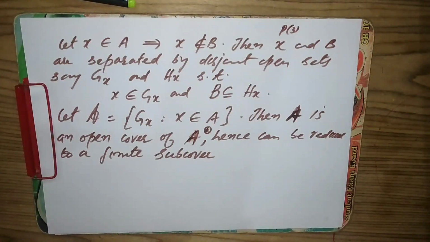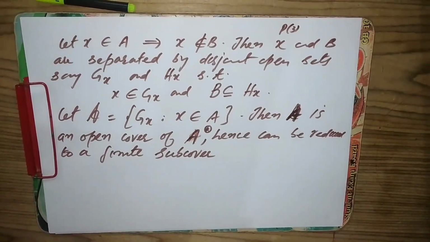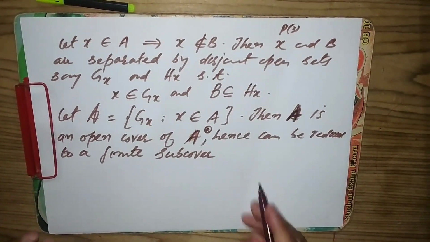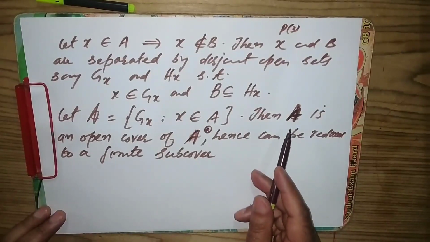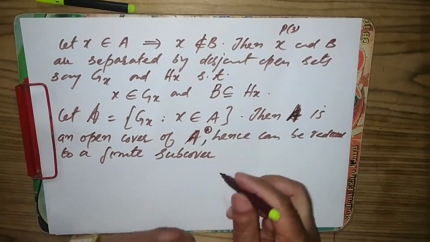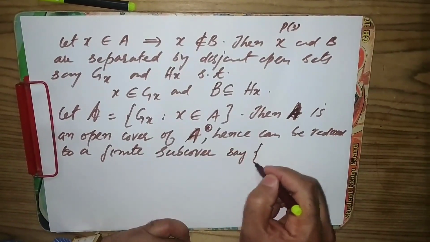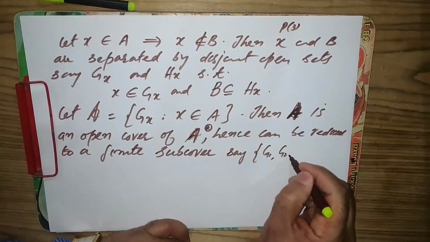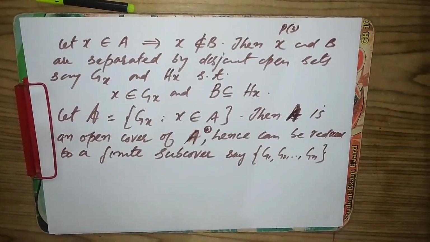Fancy A, or you can say this cursive A, is an open cover of A, hence can be reduced to a finite subcover because A is a compact set. Let's suppose that finite subcover is G1, G2, say up to Gn. It's a finite subcover of A.